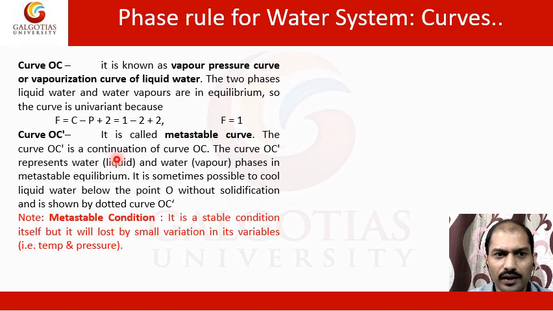Another curve, OC, is known as the vapor pressure curve or vaporization curve of liquid water. The two phases, liquid water and water vapor, are in equilibrium. So the curve is univariant, because here also you can calculate that the component is 1 and there are two phases, since one phase is liquid and the other is water vapor.